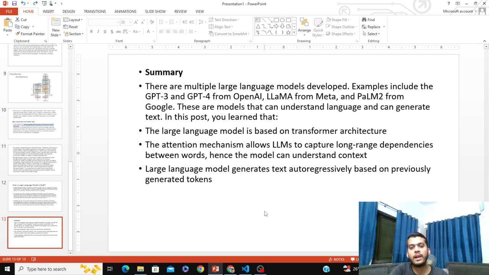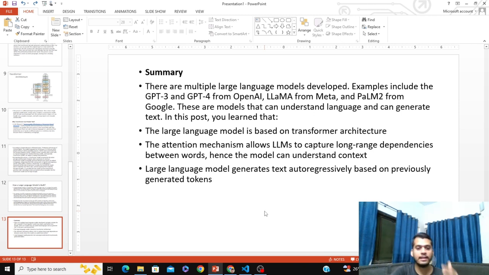There are multiple large language models developed. Examples include GPT-3 and GPT-4 from OpenAI, LLaMA from Meta, and PaLM-2 from Google. These are models that can understand language and can generate text and code.